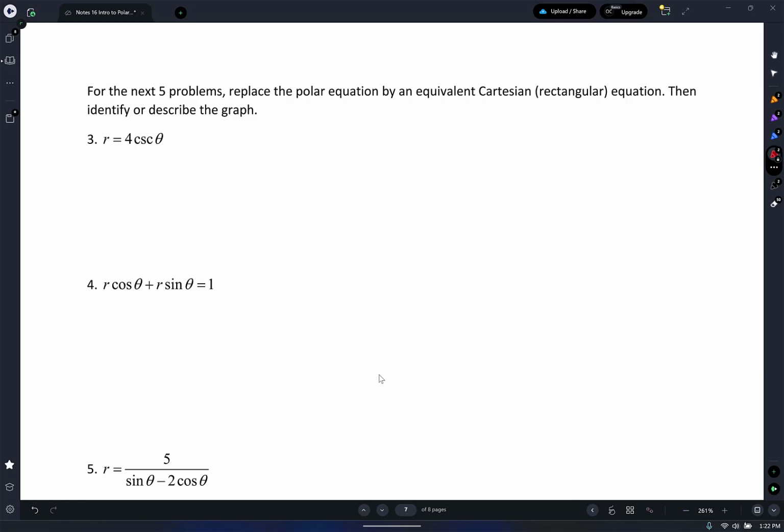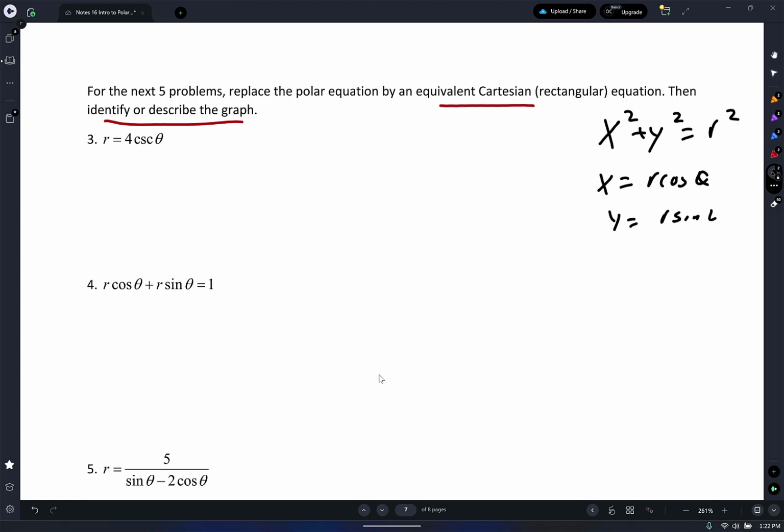Okay, so you have this expression, and they want you to find the equivalent Cartesian equation, and then identify the graph if you can. So here's all you know. You know that x squared plus y squared equals r squared. You know that x equals r cosine theta, y equals r sine theta, and theta equals arctan of y over x.